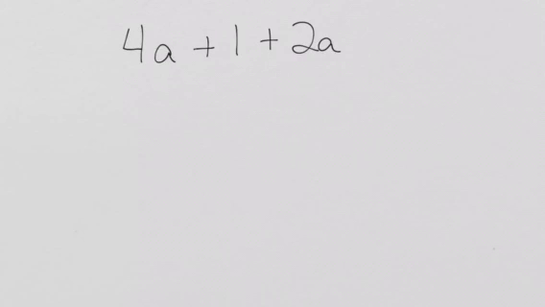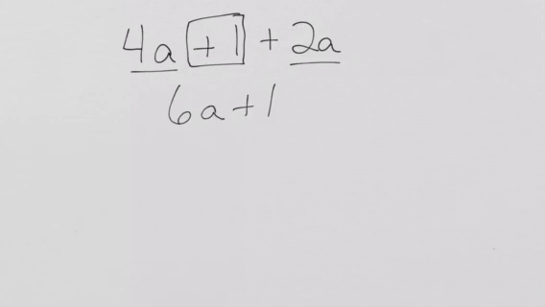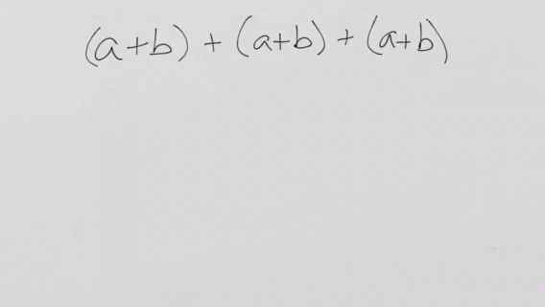Okay, in this case, we have 4a and 2a, and then there's this one that's a little out of place. Well, you can only add together terms that are like. In other words, the a's go together. So you would have 6a. The 1 is what we call a constant, so it goes by itself. Now, if you want some more help with combining like terms, there is a whole video on that.